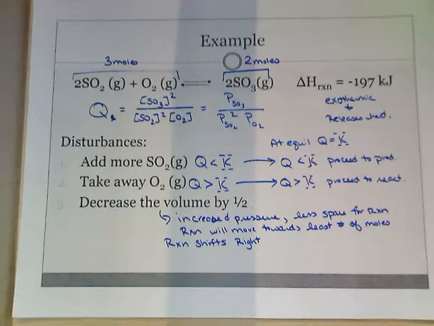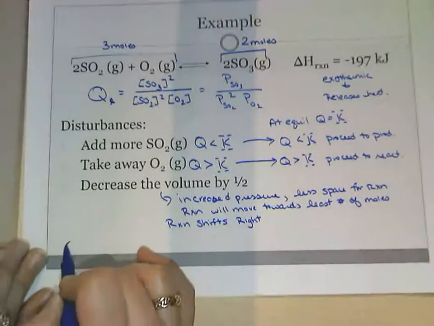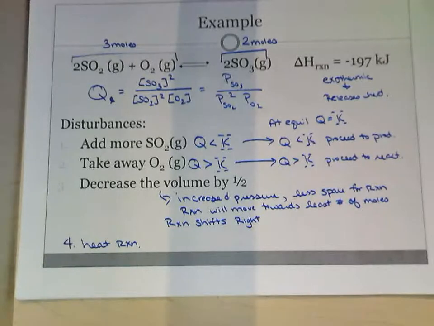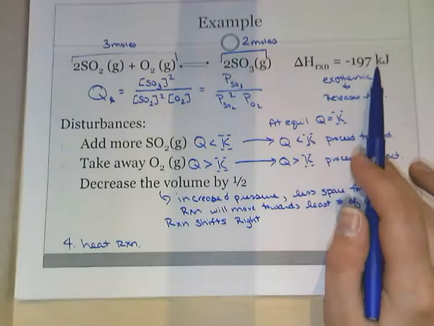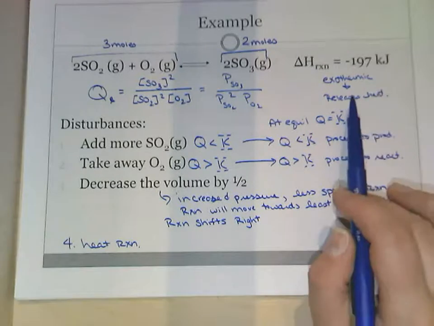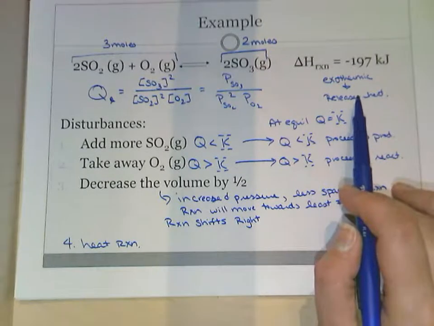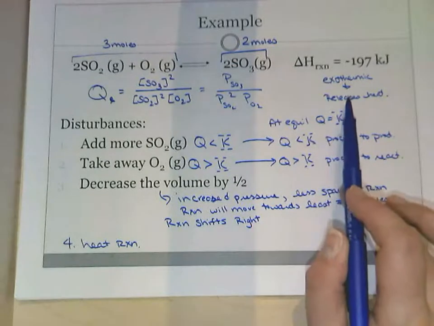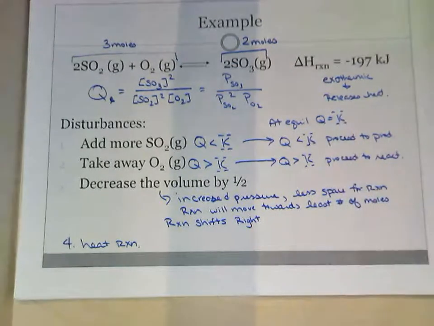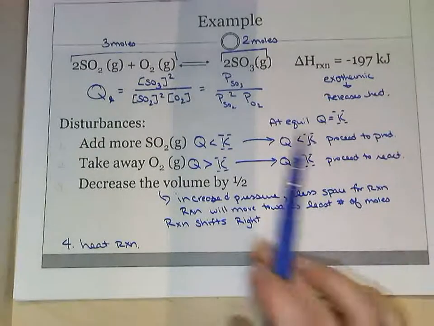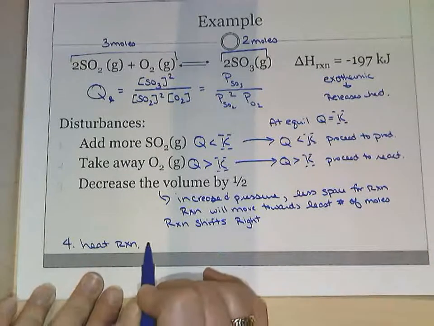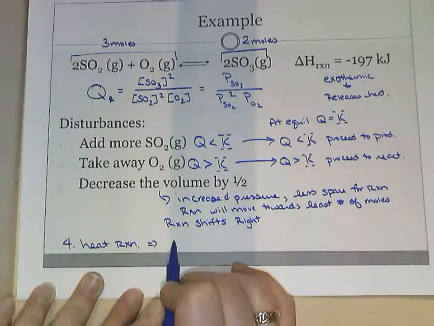Okay, I don't have this on here, but let's put part number 4. What if we heat the reaction? So this is exothermic, which means it's going to release heat. If I increase the heat, it's going to counteract the fact that it's exothermic, right? Because right now it's releasing heat, and if I add heat to it, it's not going to want to make more products to release more heat. So by heating the reaction, it's going to shift left.